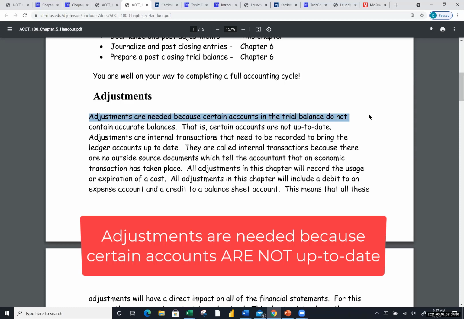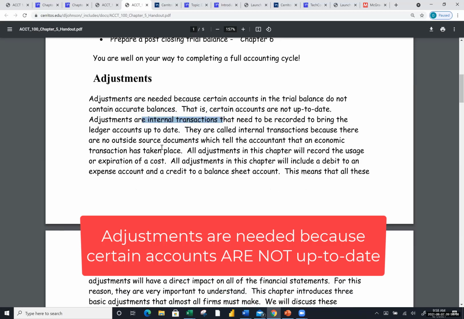And so what happens at the end of the period is we need to make certain adjustments because we know certain accounts are not up to date. So the first one they're going to give you is the supplies adjustment. Before we go into that actual adjustment, let me cover a little bit more on these handouts on what adjustments are. Adjustments are internal transactions, things that we need to do inside the company because we know certain accounts are not up to date. The reason they're called internal transactions is because there are no outside source documents.